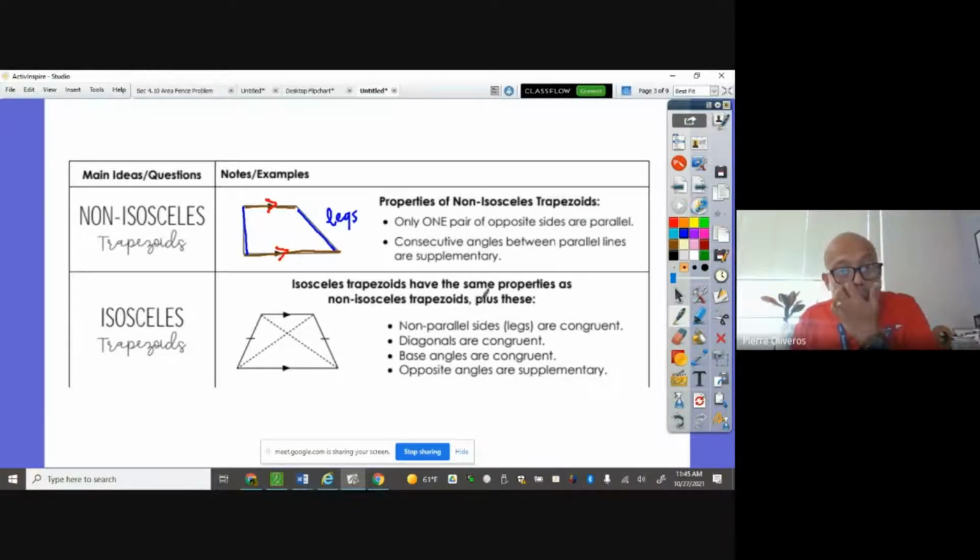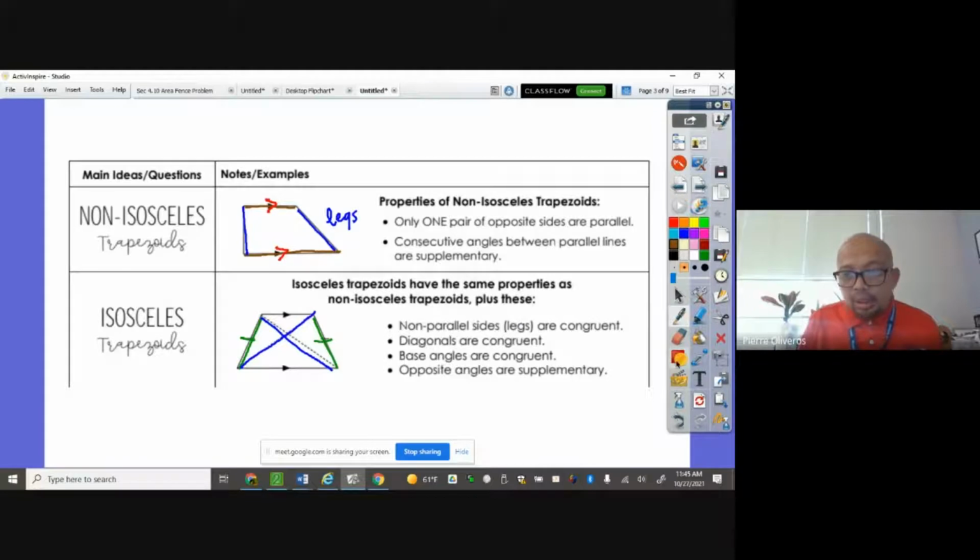Okay, so that's a non-isosceles. Why is it isosceles? Because the legs are equal. So isosceles trapezoid have the same properties as the non-isosceles trapezoid plus these three things here. First, non-parallel sides are congruent. So these sides here that are non-parallel have to be congruent. Diagonals are congruent. So this diagonal here must be equal.